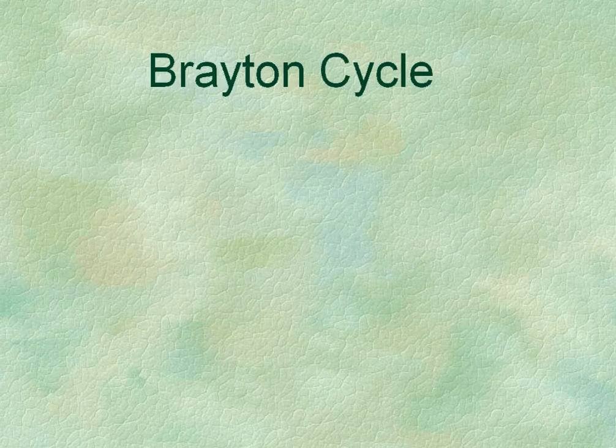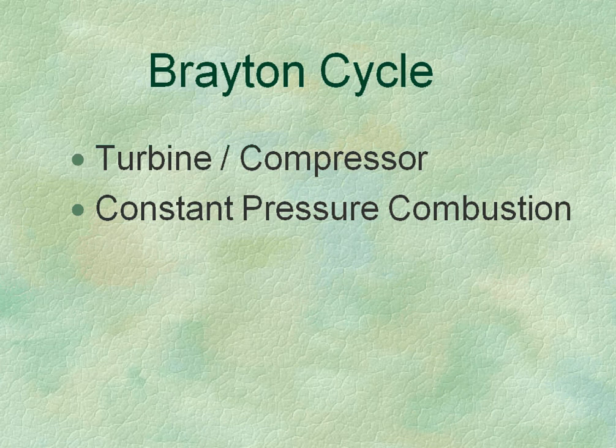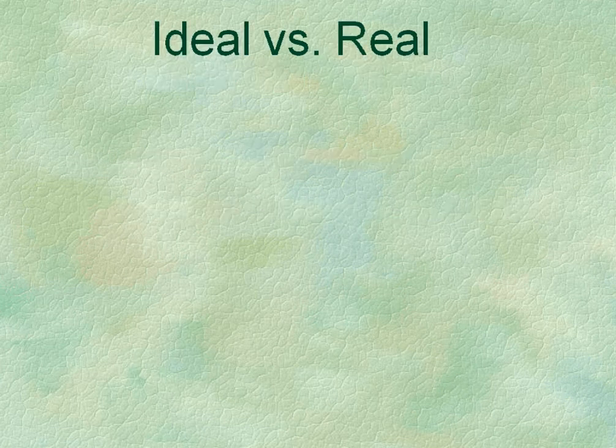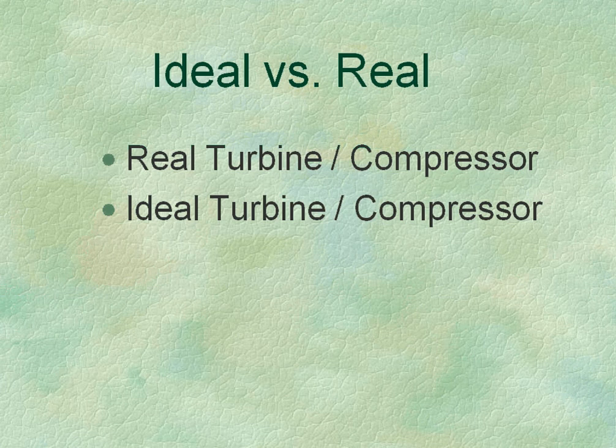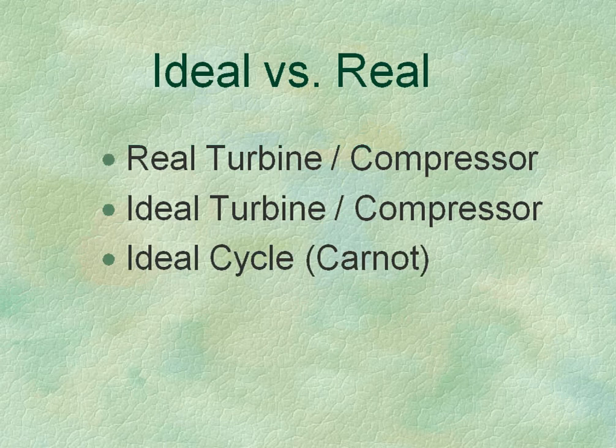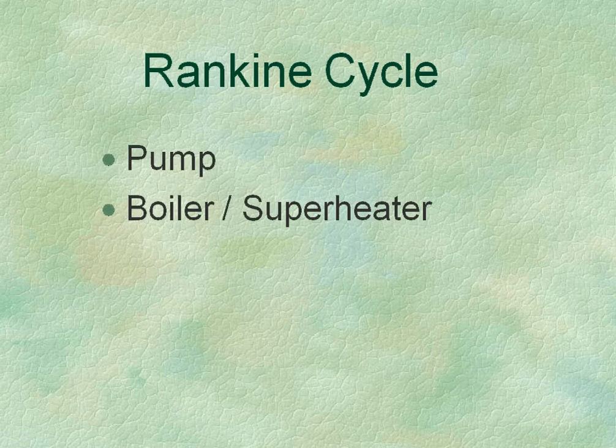Brayton cycle: you have a turbine and a compressor, and a constant pressure combustion chamber. With ideal versus real, we looked at the real turbine and the ideal turbine and compared those, and the compressor. And we compared that to an ideal cycle overall, the Carnot cycle. I introduced the Rankine cycle as a pump, a boiler, and a superheater. This is the minimum for a Rankine cycle. These things have all kinds of improvements, just as an automobile engine would. Then a turbine and a condenser.